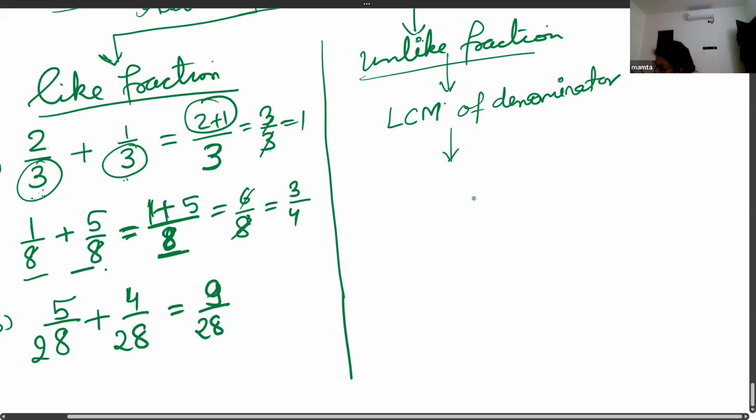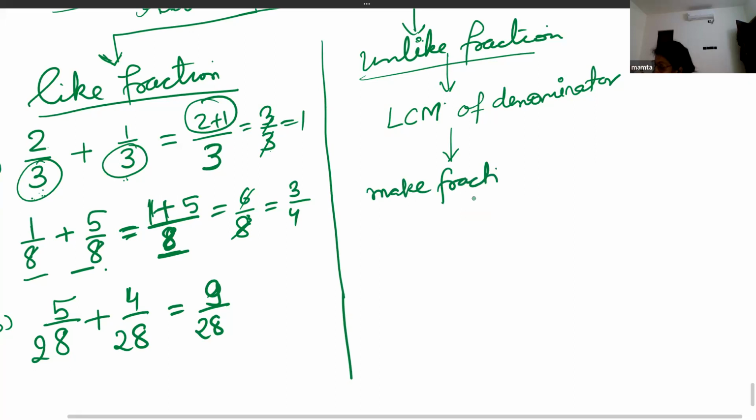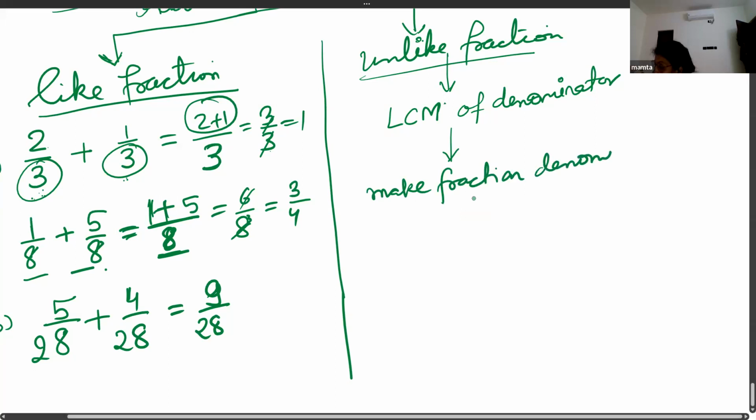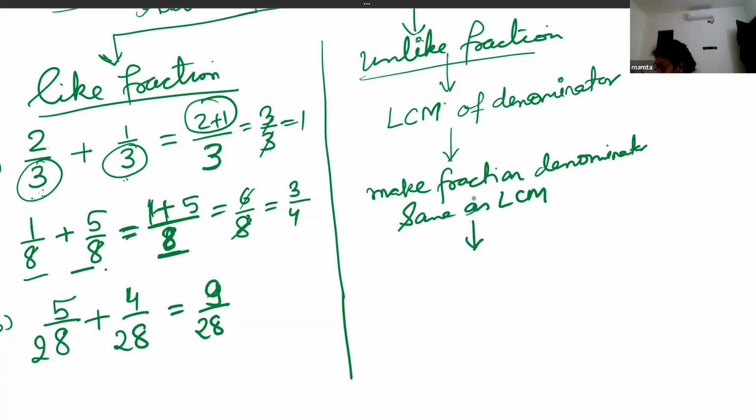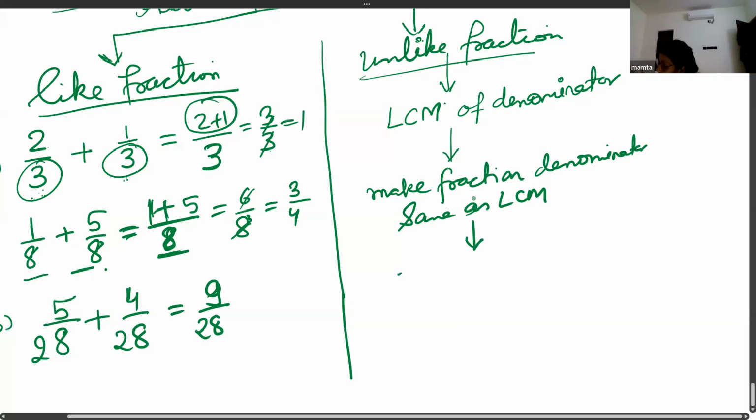After taking LCM, you have to make the fraction denominator same as LCM. So when all the fraction denominators would be same as LCM, what does it mean? You have converted all the unlike fractions into like fractions. So now your fractions will become like fractions. All the fractions would be like. Okay. So now how would you add the like fractions? Same method.